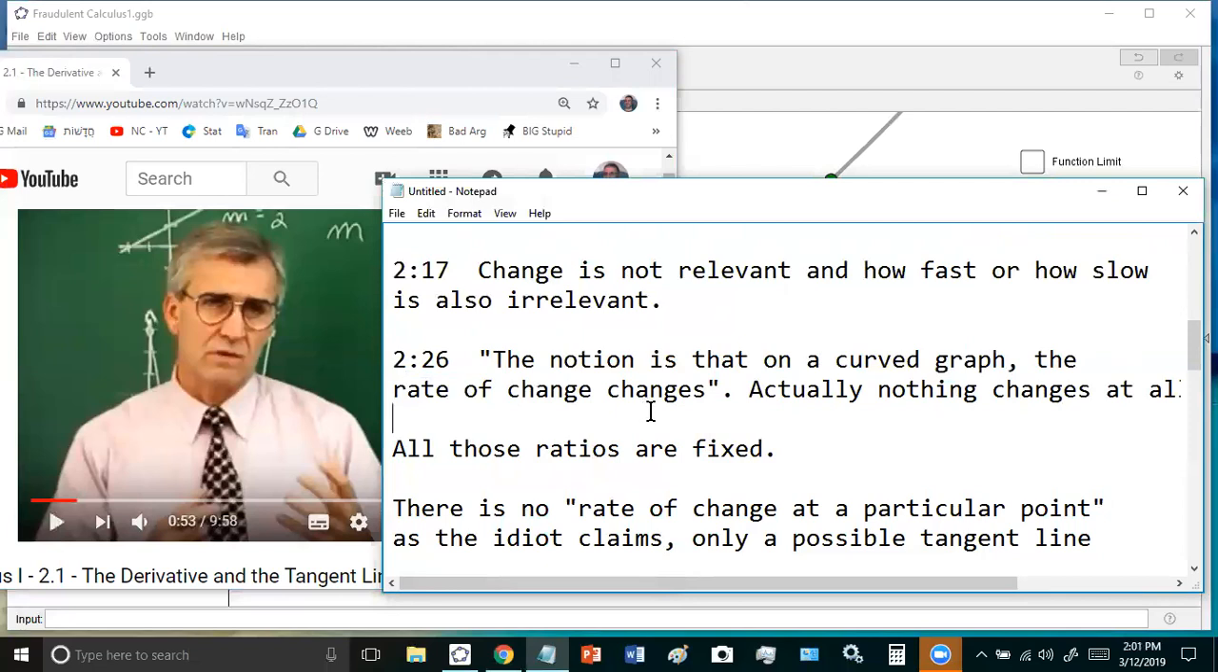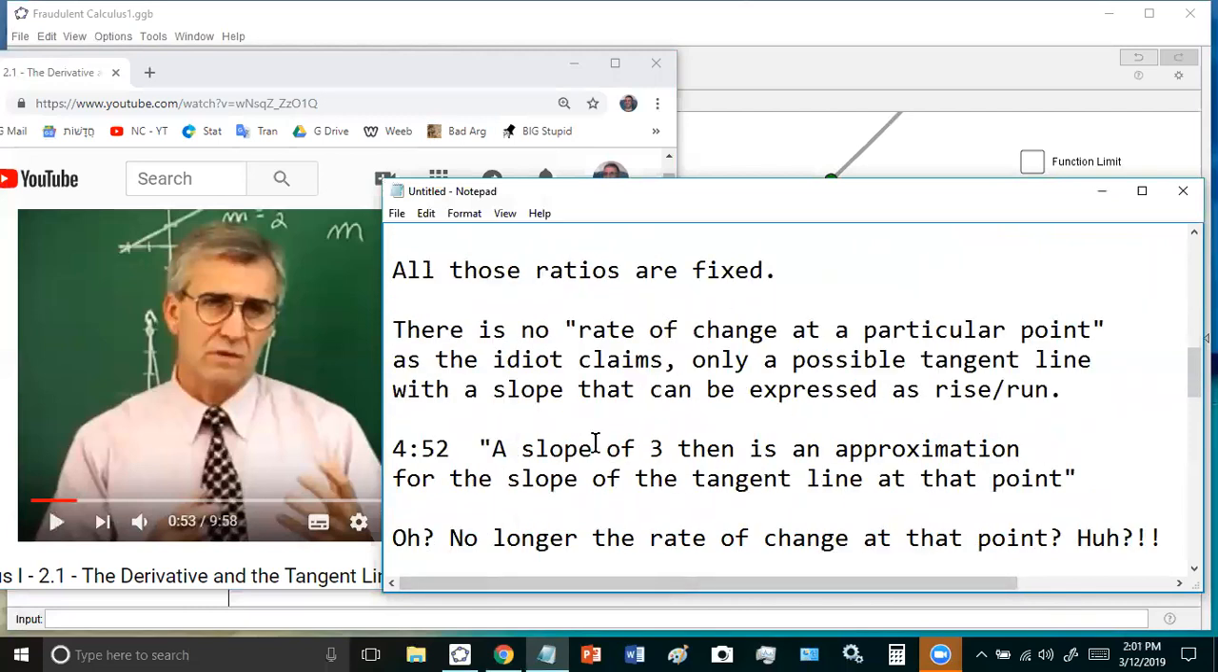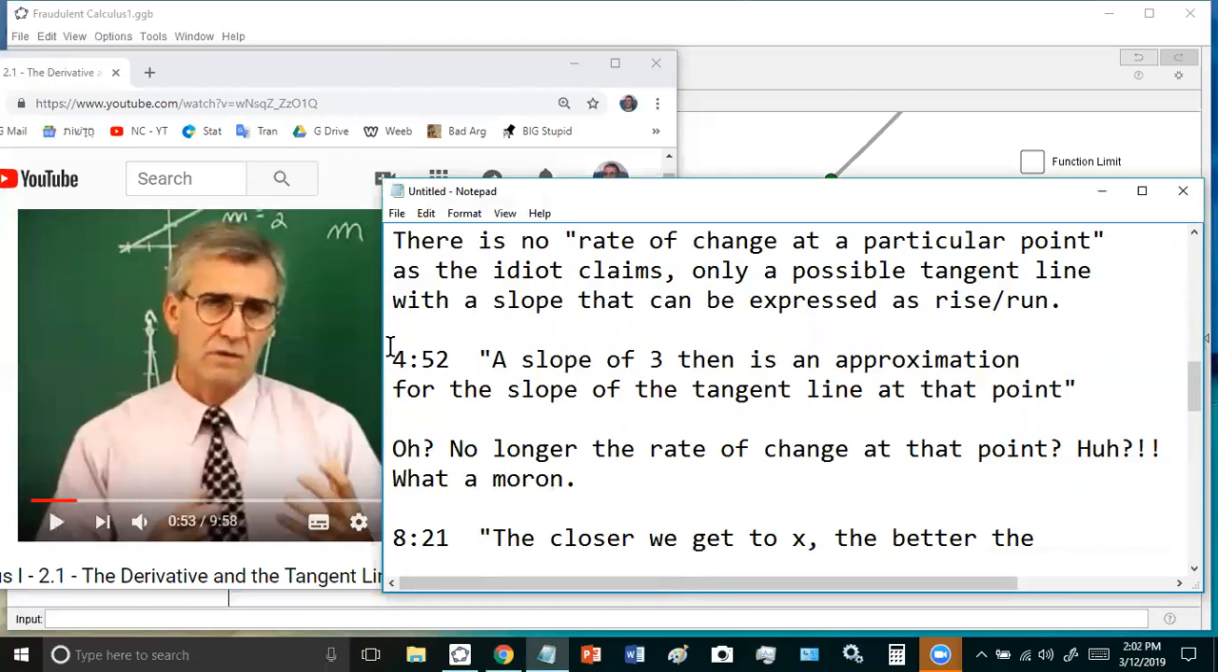That's actually totally incomprehensible because first of all, there isn't a rate of change because nothing is changing. And nothing that is not changing doesn't change. So actually, nothing changes at all. And all those ratios are fixed. There is no rate of change at a particular point, as the idiot claims, only a possible tangent line with a slope that can be expressed as rise over run.